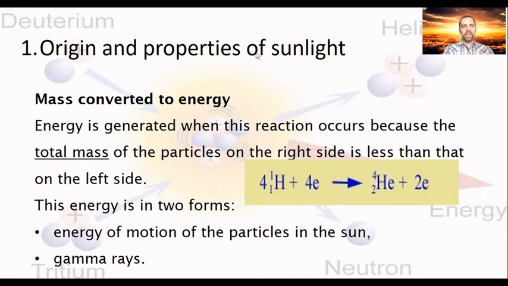On the left side, the input, 4 protons and 4 electrons, actually 4 hydrogen atoms, and on the right side, the output, the helium with 4 protons and only 2 electrons. It means we have 2 electrons less on the right side. According to the law of physics, the mass became energy. It has 2 forms, motion energy and gamma rays. So this is where the energy originates from.